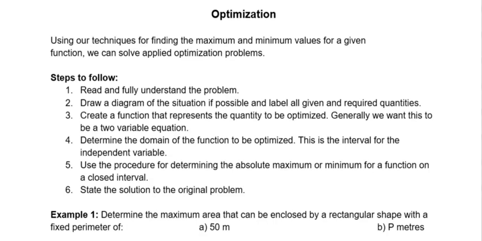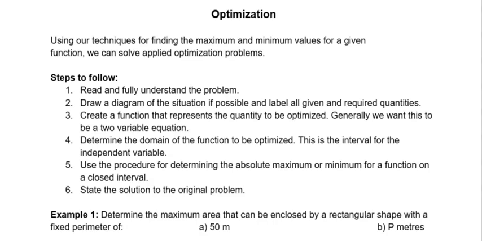This is going to be the one that is going to be maximized or minimized, the one that we're going to differentiate. Generally, we will want this function to only have two variables. Step 4, figure out the domain of the function to be optimized. There will be ranges or answers that we might get that are going to be outside of possible answers. So we want to know what's not possible.